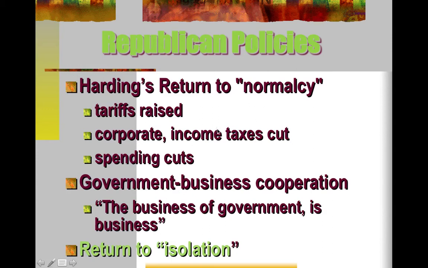Corporate income taxes are cut to help the businesses. Remember laissez-faire, let it be. The business of government is business. And spending cuts, meaning they want to take the government spending and go down. That way they can decrease the taxes. Now here's the quote, the business of government is business.